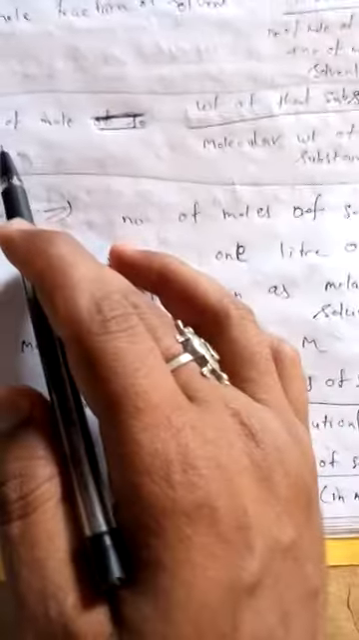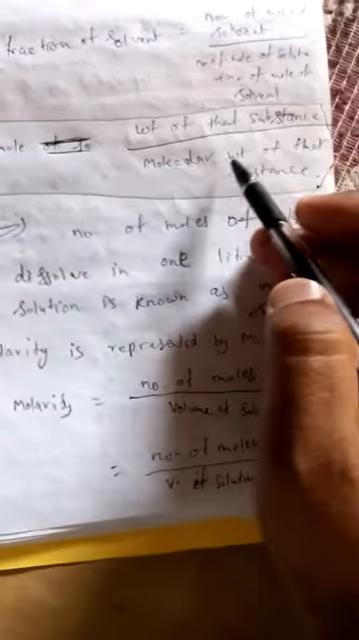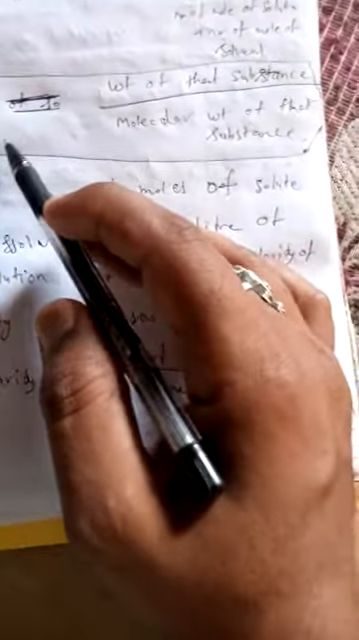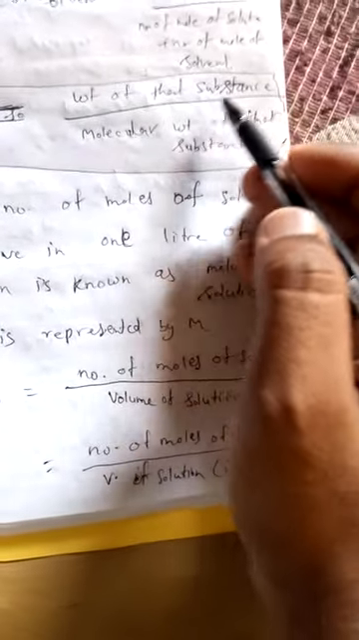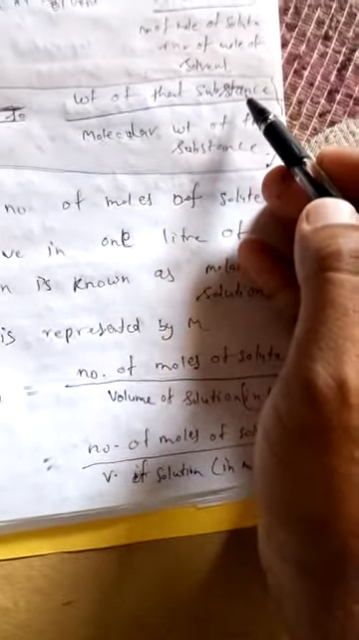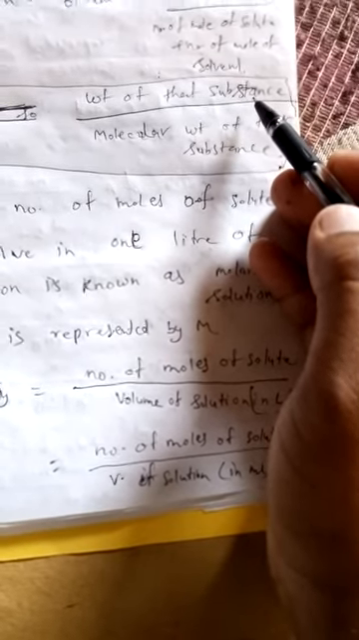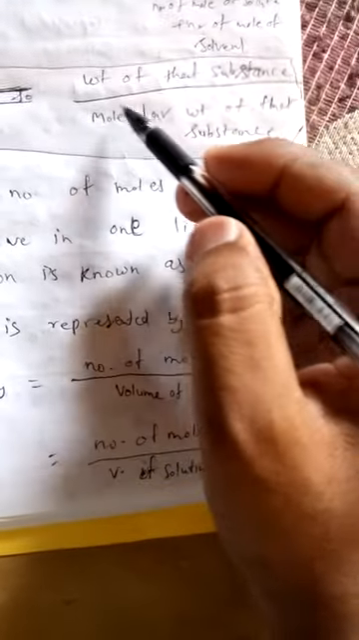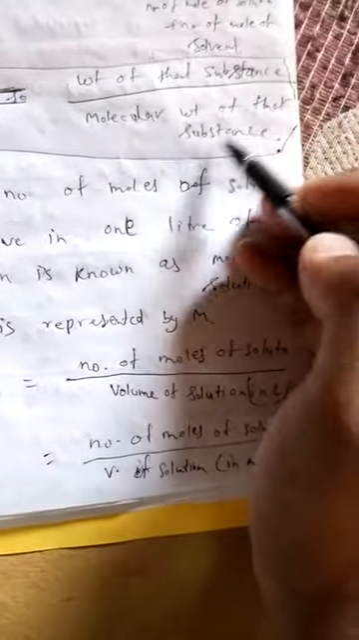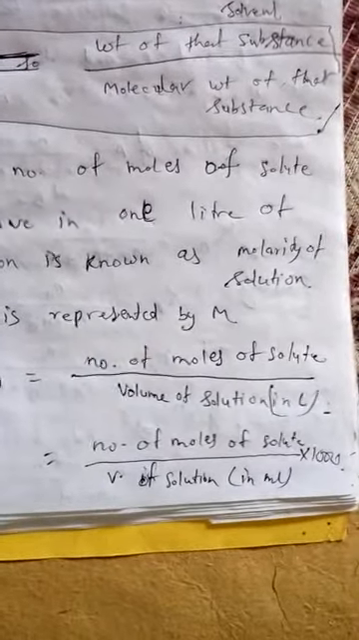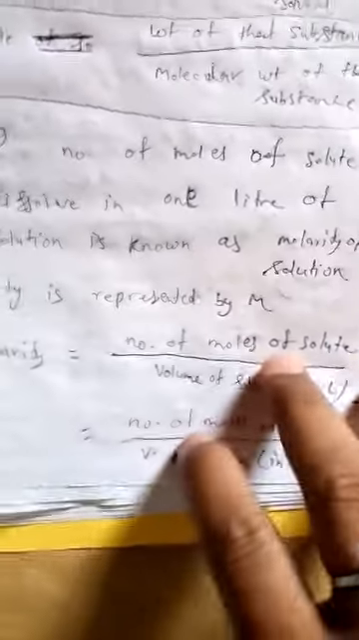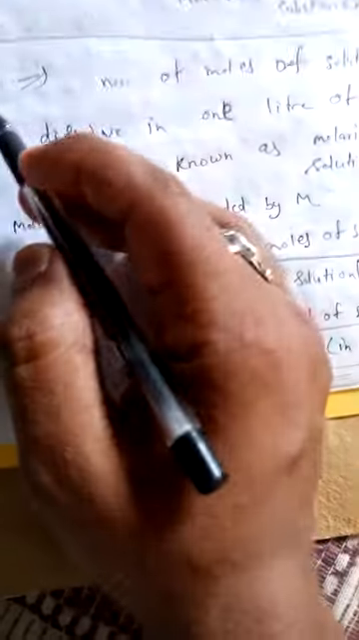Dear student, one point is also important. Number of moles may be calculated by the weight of that substance whose number of moles we would like to obtain upon the molecular weight of that substance. That is, number of moles of any substance is equal to its mass upon its molecular mass. Now we will move on to the next topic, which is molarity.